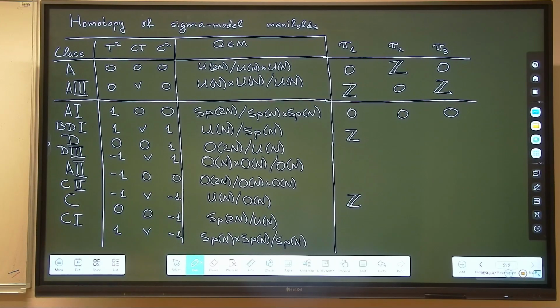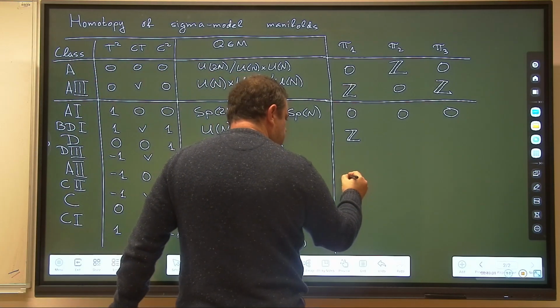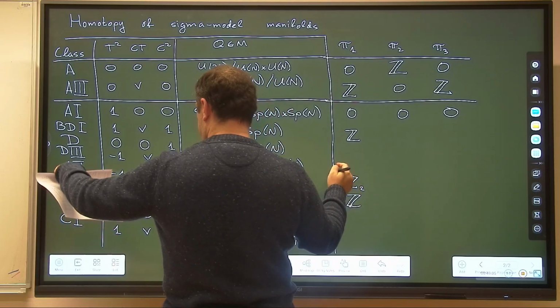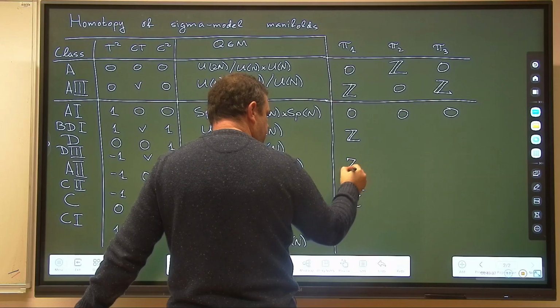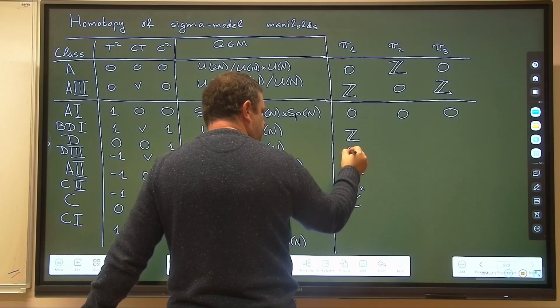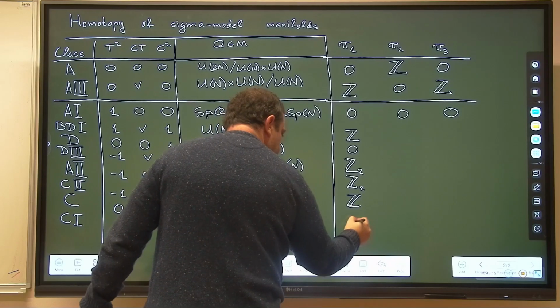Yeah, then what else do we have in this table? Actually, it's not so easy to explain why, but we also have in the fundamental groups in pi 1, Z2 for class A2, for the symplectic class, and for the class D3, which is just one line above, Z2. Then it is 0, and 0, and 0.